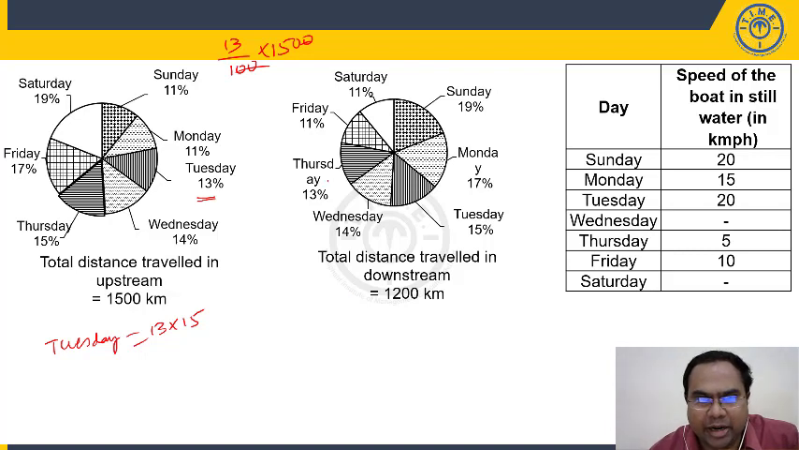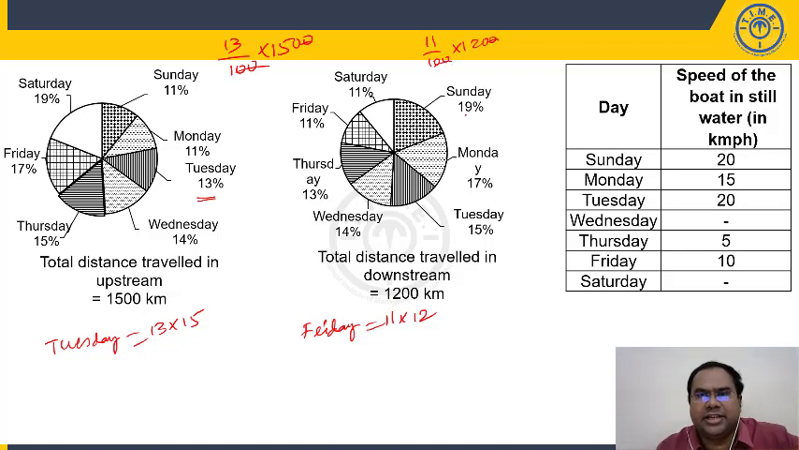So Friday downstream is 11%. So what's the distance traveled on Friday? 11 into 12. 11% means it is 11 upon 100 into 1200. Anyways, two zeros will get cancelled. So percentage means all these values. What's the distance traveled on Sunday? 19 into 12. Monday, 17 into 12. Tuesday, 15 into 12. Wednesday, 14 into 12. Thursday, 13 into 12.